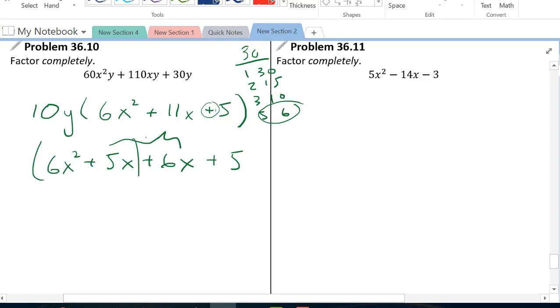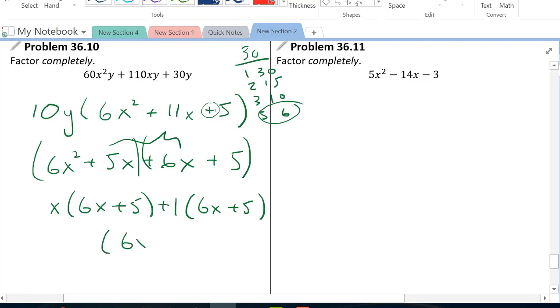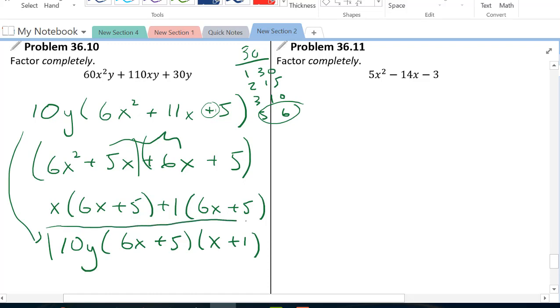What do you do? Group. What can I factor from the first two? I can pull out an x. What's left over? 6x plus 5. What can I factor from the last two? Nothing. So I can only pull out a plus 1. What's left over? 6x plus 5. What's in common? 6x plus 5. What's left over? X plus 1. And don't forget about your friend, 10y. Okay, that's our final answer.